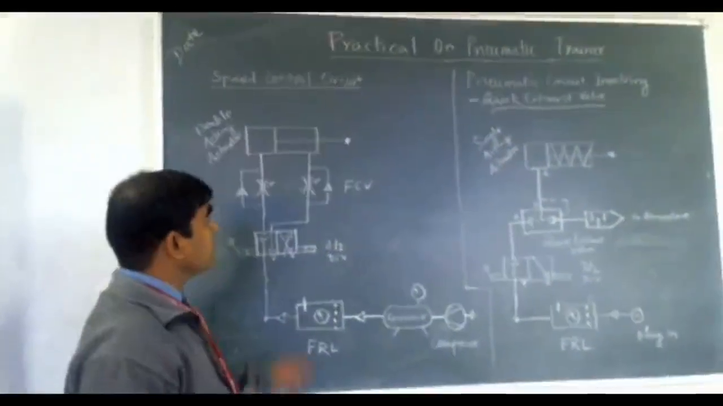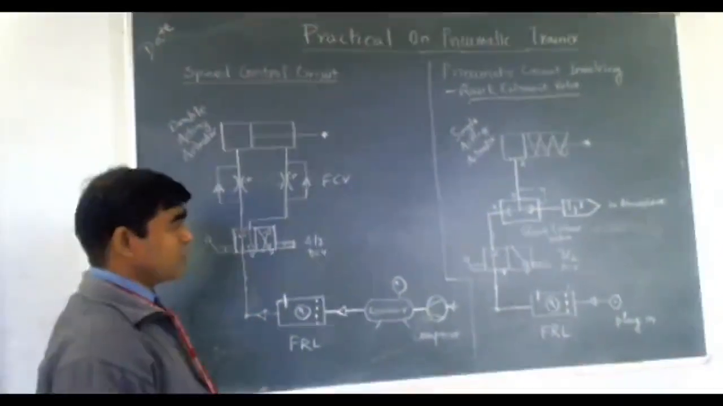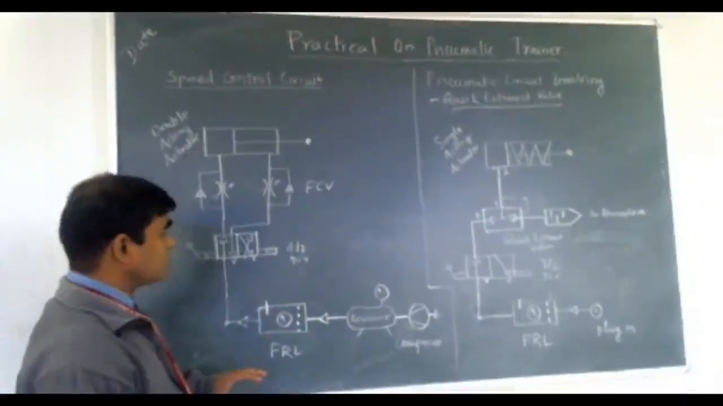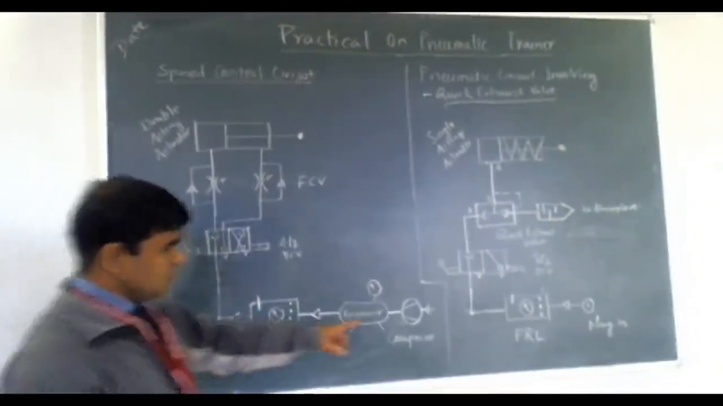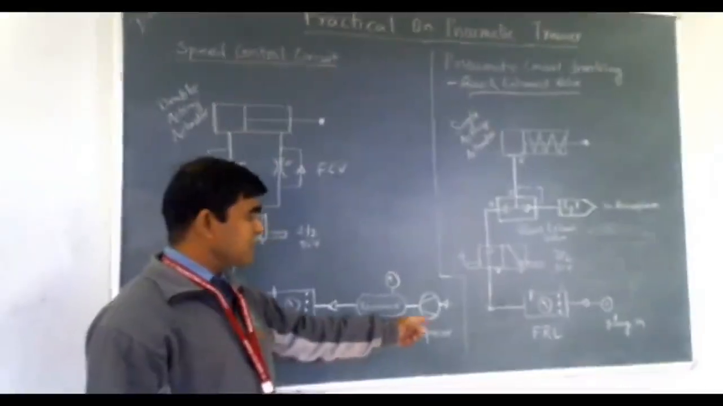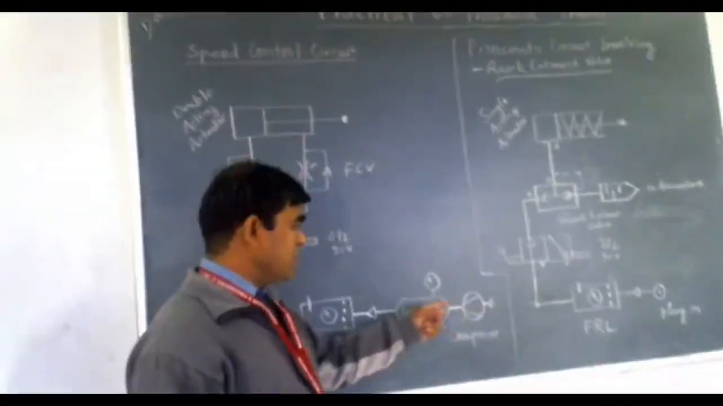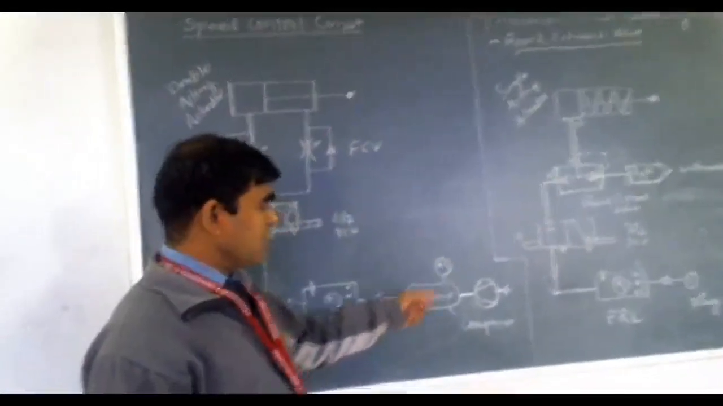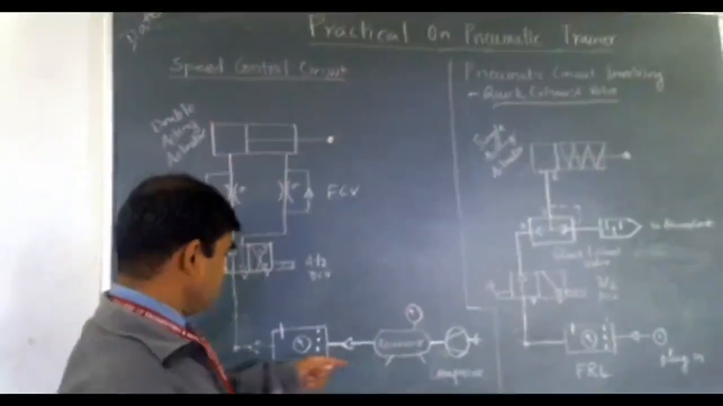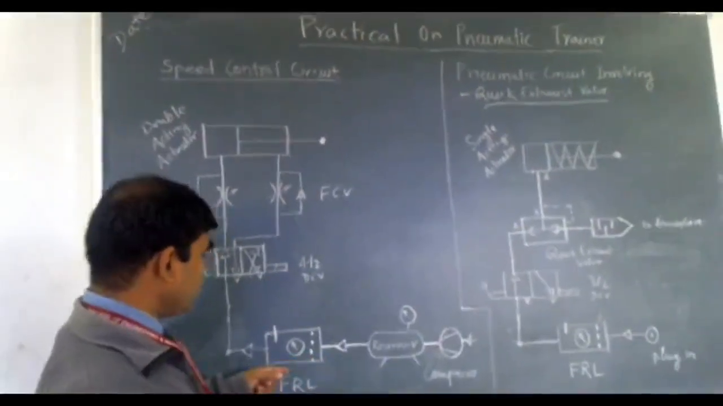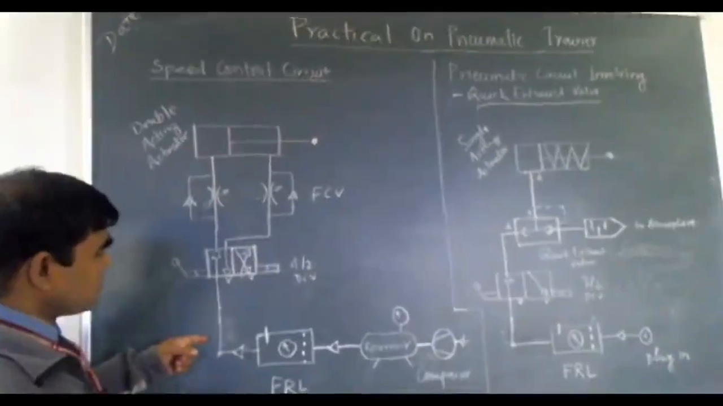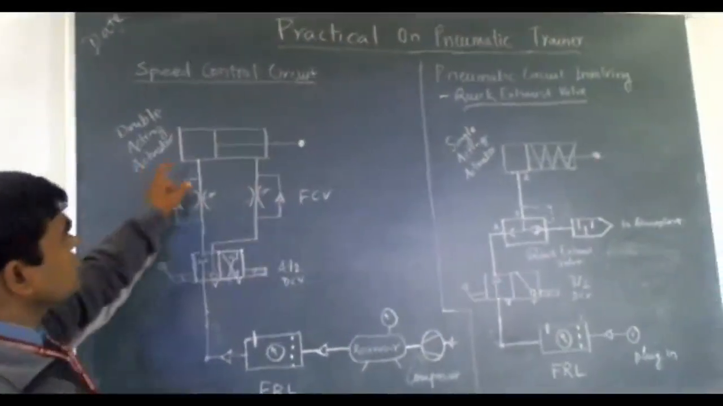In that I have drawn a circuit on a blackboard to understand the various components of your trainer. A pneumatic system or pneumatic trainer needs a compressor. The compressed air will be stored in a reservoir that is called a receiver. Then through the FRL in the trainer, the compressed air will circulate to actuate your actuator.